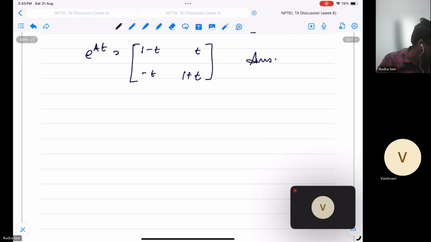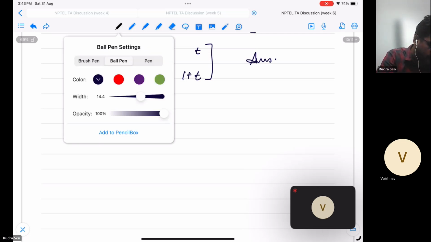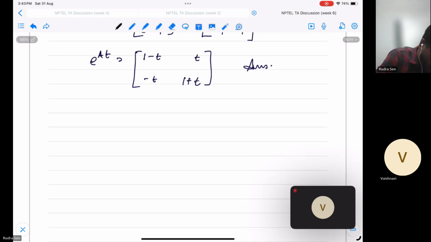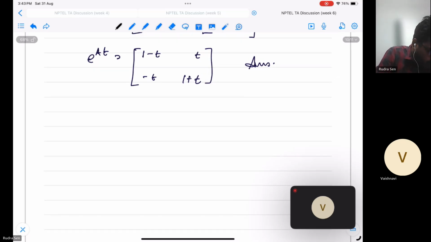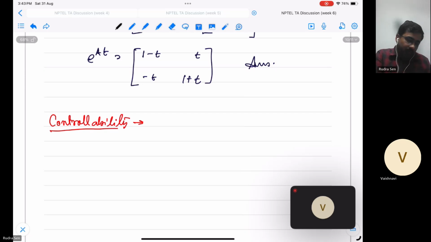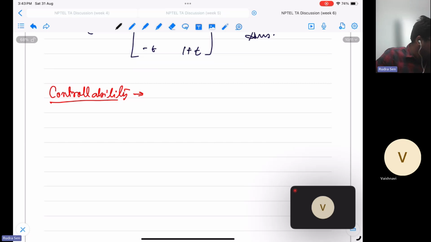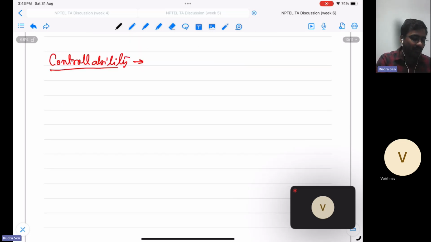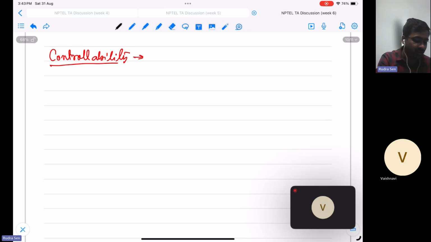Just let me discuss for a discrete time system, because you have already seen the lecture videos where you saw how the controllability matrix comes for continuous time systems. So here I'll give a brief introduction for the discrete time system case, and then we will do some examples.